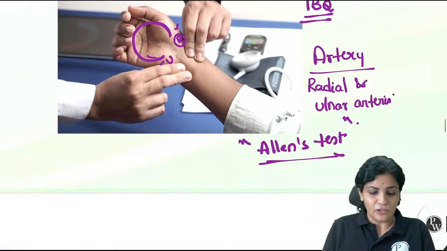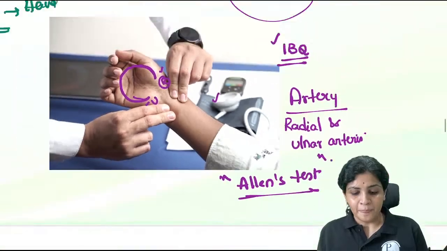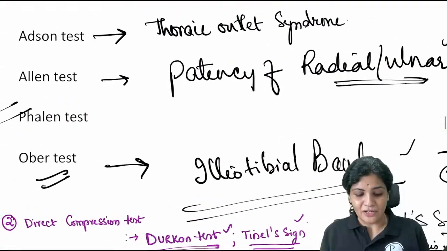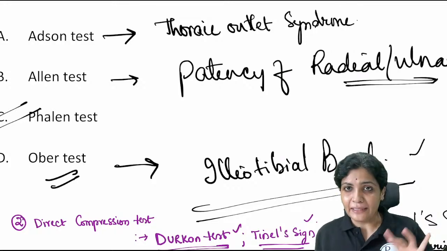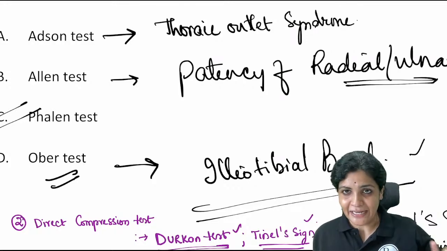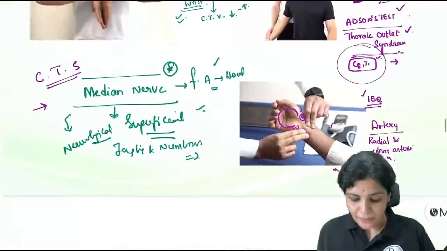To check the continuity of these two arteries. So this is the Allen's test. So please remember that there are important tests. One is your Adson's test for thoracic outlet, Allen's test for patency of radial and the ulnar artery. Phelan's test is directly for your carpal tunnel syndrome, and the Ober test is your iliotibial band.